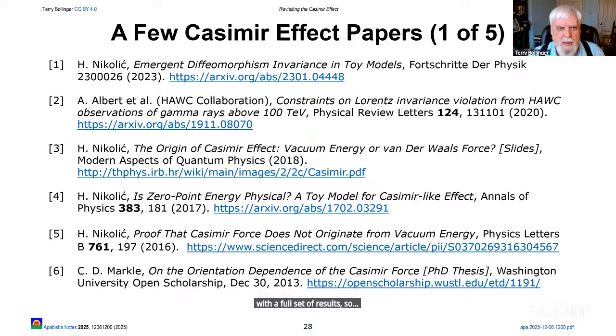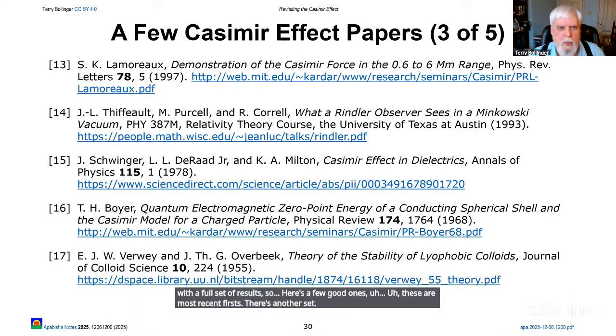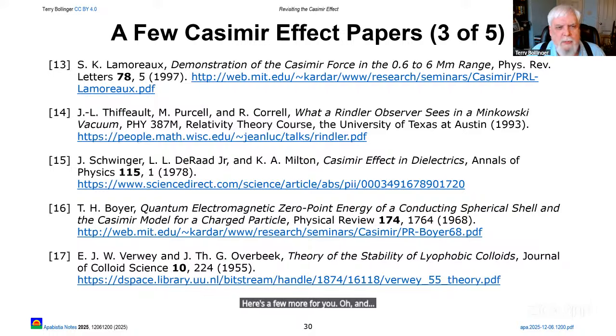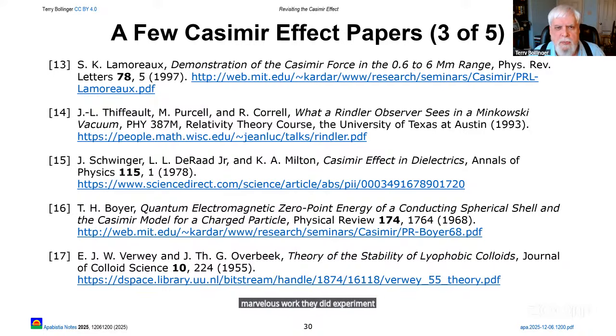So here's a few good ones. These are most recent first. There's another set. Here's a few more for you. Oh, and Steve Lamoreaux, I can't pronounce his name, but marvelous work they did experimentally. He's an editor at a quantum journal now. But that work is just amazing work where they were able to tease out this subtle Casimir force effect, which is a real effect. Despite everything I've just been saying, the Casimir force is a real effect. It's just you got to be careful what you mean by it. But a marvelous bit of work there and well worth pointing out.